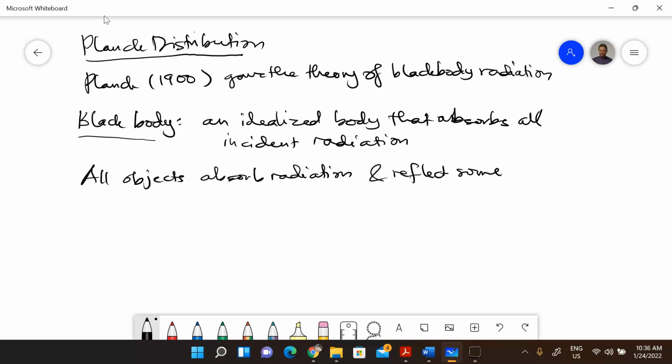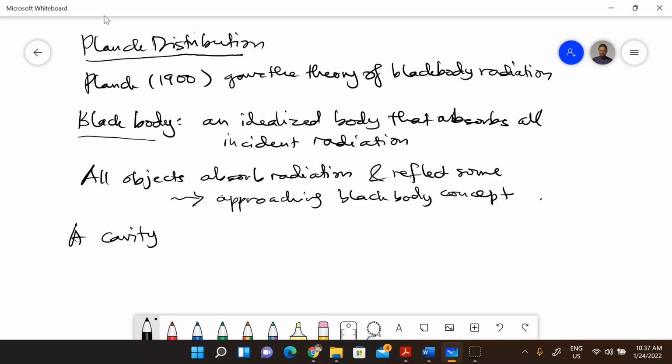Okay, so in a way, in some sense, this is already sort of approaching the black body concept. Okay, but if you want to be more strict, then you have to have some kind of a toy model for this black body concept. Okay, so a kind of a toy model is essentially a cavity with a small hole.